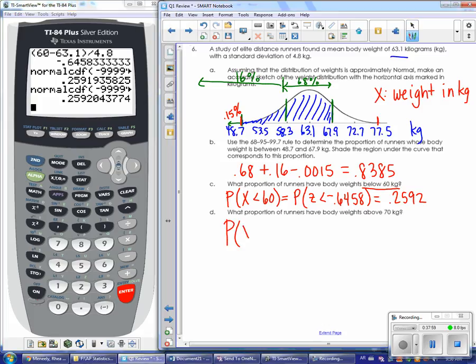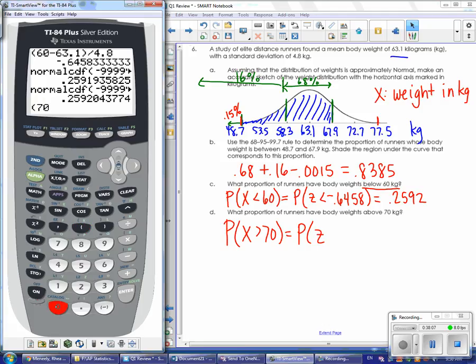So I'm looking at X being greater than 70. I'm going to need to find my z-score. So we're looking at 70 minus 63.1 divided by 4.8. And I get 1.4375.